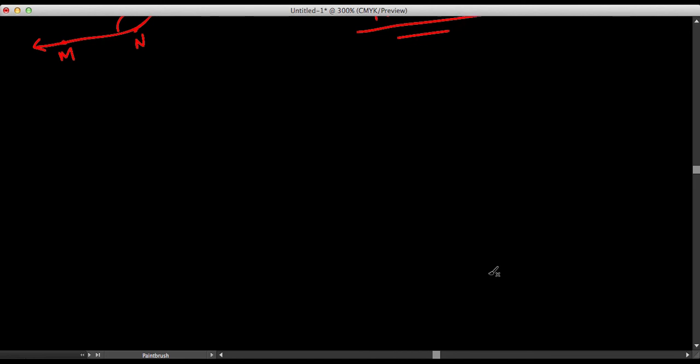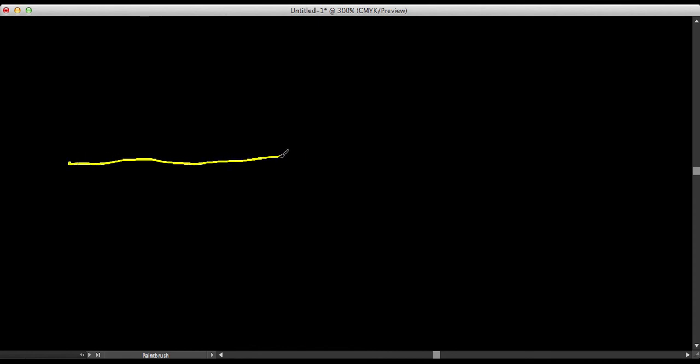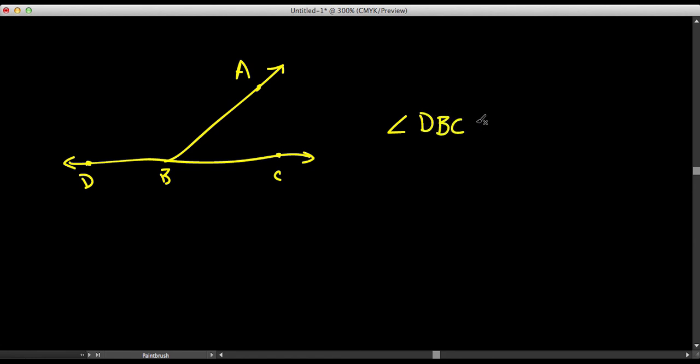So the last one, and maybe it seems a little bit intuitive, but if we're given an angle that looks something like this, let's assume that's a straight line. Okay, and then we label this A, B, C, D. Angle DBC is called a straight angle. So if we're trying to indicate an angle that is 180 degrees, or essentially a line, we can call that a straight angle.